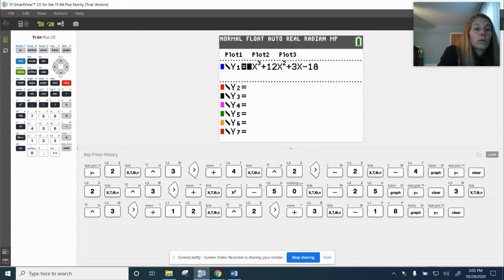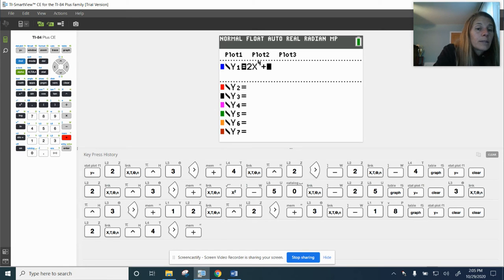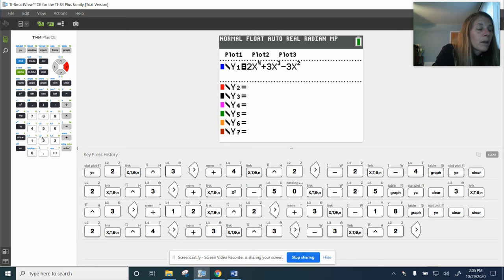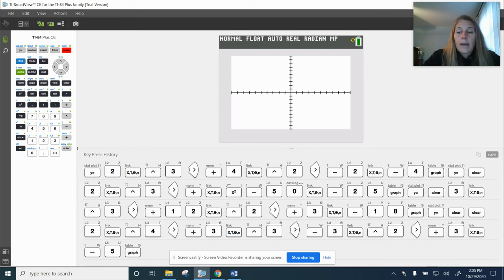So there's 4 total, so hopefully we'll at least get 1, right? So we have 2x to the 4th plus 3x to the 3rd minus 3x to the 2nd plus 3x minus 5. Graph that.